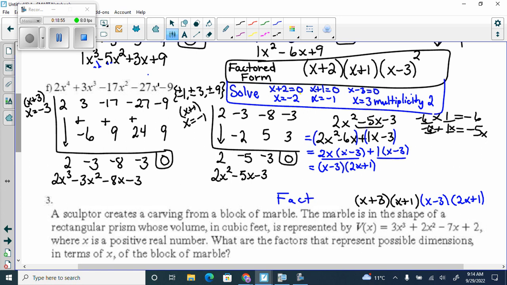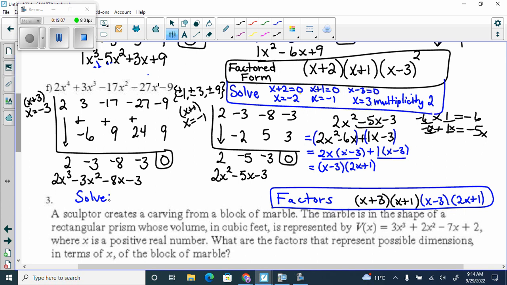So this is factored. If they ask for the factors, this is it. If they ask you to solve, we set equal to 0 and solve, right? So x plus 3 equal to 0 is x equals negative 3. This one's going to be positive 3. So they're going to write it as plus or minus 3. And then negative 1. 2x plus 1, what does that become? Negative 1. Negative a half.